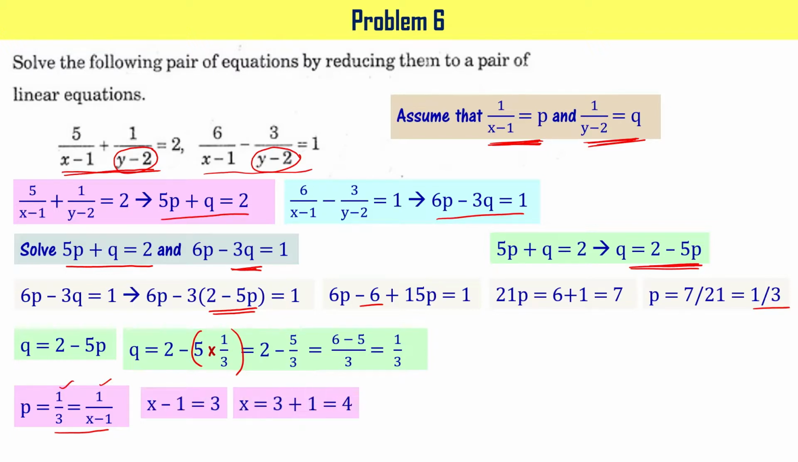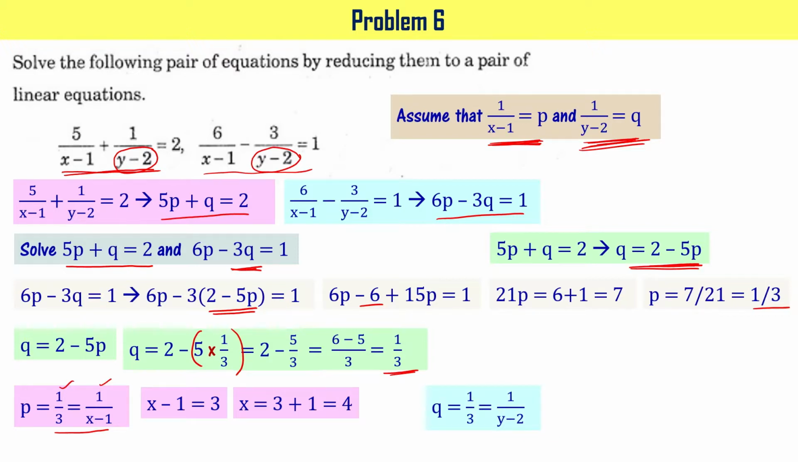So I can write it as x equal to 4. So now we have the x value. What we want is the y value also. For that, we know q equal to 1 divided by y minus 2, right? And the value of q is 1 by 3. It means 1 by 3 equal to 1 divided by y minus 2.